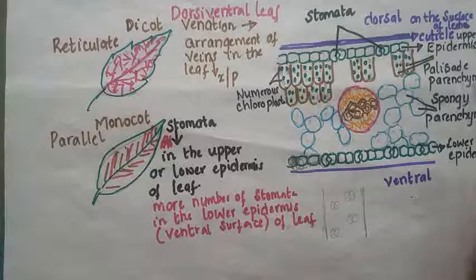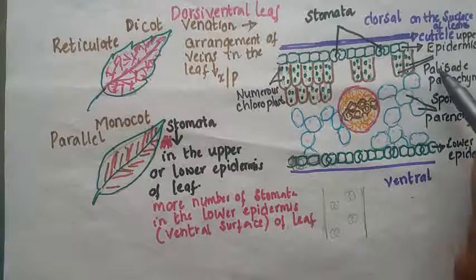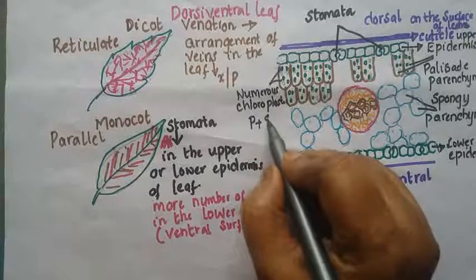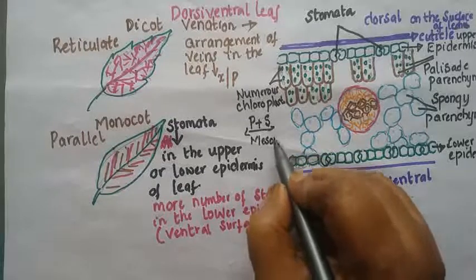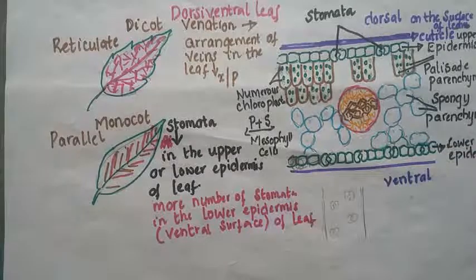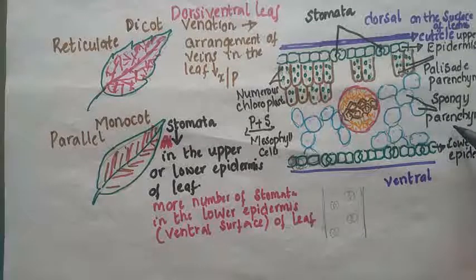Right? So these two kinds of cells are found in between the upper and lower epidermis, and they can also be named mesophyll cells. Thus, palisade parenchyma and spongy parenchyma cells are collectively named mesophyll cells. So where do we find the mesophyll cells? We find them in between the upper and lower epidermis, comprising palisade parenchyma followed by spongy parenchyma.